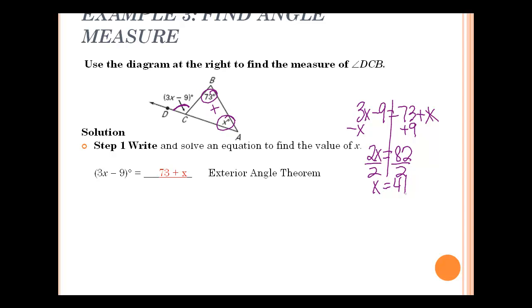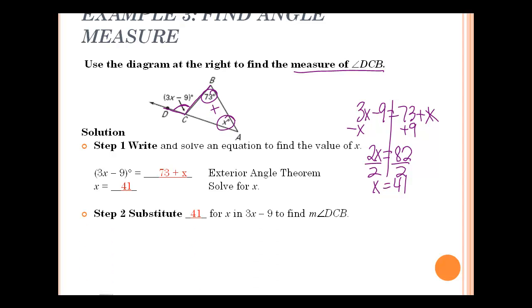Okay, so I solved for x, and in my blank here, I have x equals 41. And I showed my work on the side. The question, though, says find the measure of angle DCB. So we want to know this angle measure. I found the value of x, so I haven't answered the question yet. So step 2 is to substitute 41 in for x in 3x minus 9 to find our angle measure.